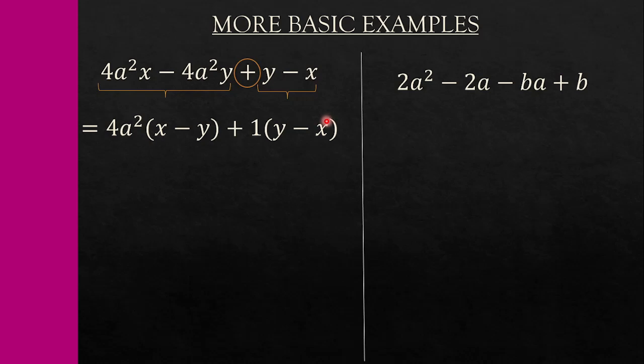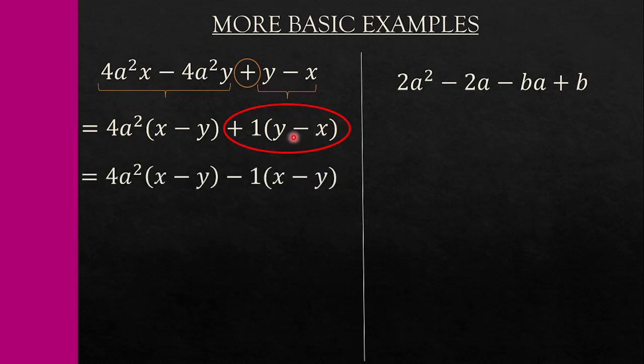So in this last bracket, I've got to apply a sign change. I'm just going to take out a negative, and it's going to change all the signs in the bracket. So the 1 is going to become a negative 1. The y is going to become a negative y, which was initially a positive. And the negative x is going to become a positive x. Then I see that my brackets are exactly the same. Take it out as a common factor.